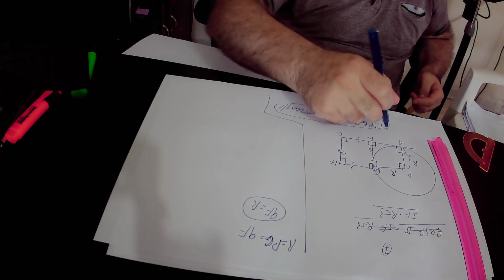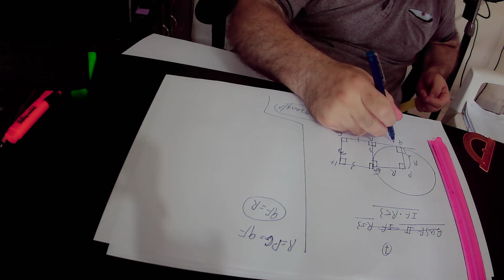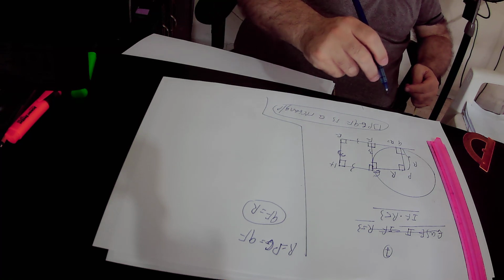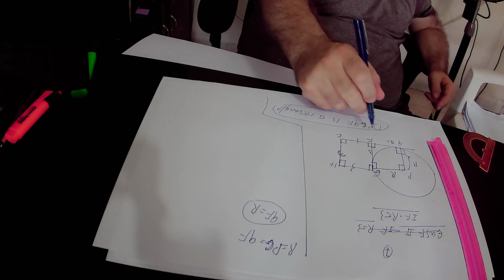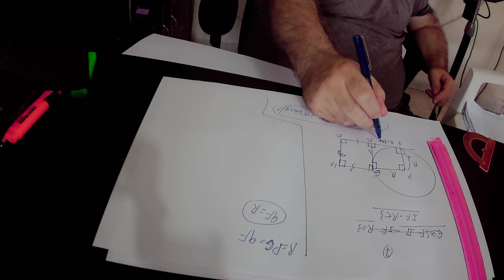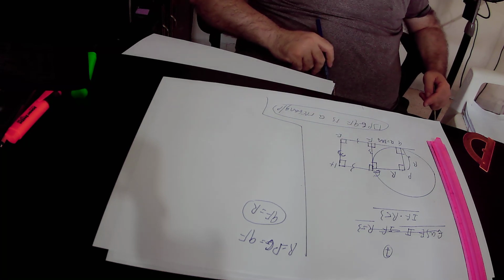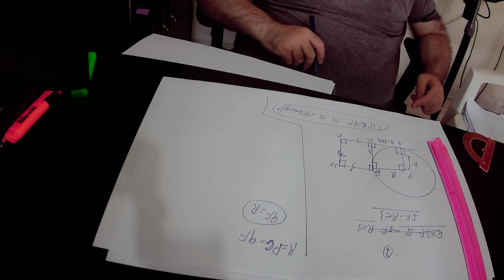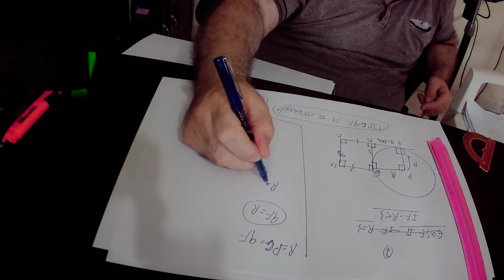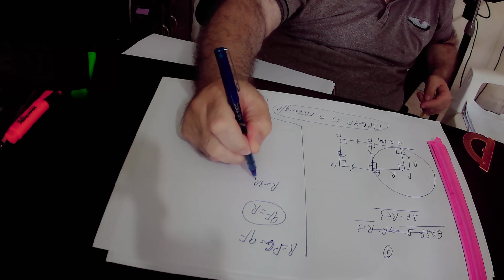From one side, QF equals R. From the other side, according to equation number 1, QF equals 3R minus 7. So actually R equals 3R minus 7.